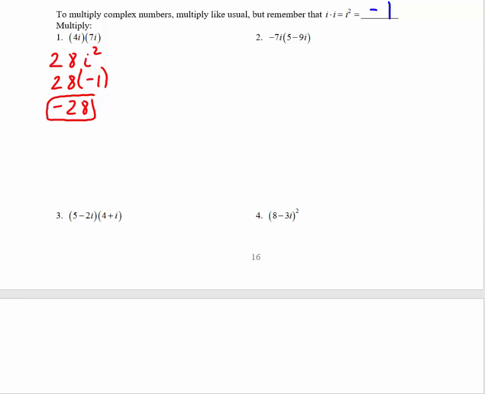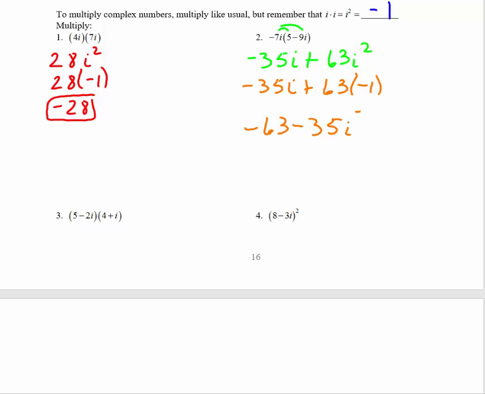Number 2, negative 7i times (5 minus 9i). Well, we need to distribute, so negative 7i times 5 is negative 35i. Negative times a negative is a positive, 7 times 9 is 63, and i times i is i squared. We know what i squared is, negative 1. Don't substitute anything in for i, but we do know i squared is negative 1. So negative 1 times 63 is a negative 63. I'll put the real part first and the imaginary part second. So we get negative 63 minus 35i.